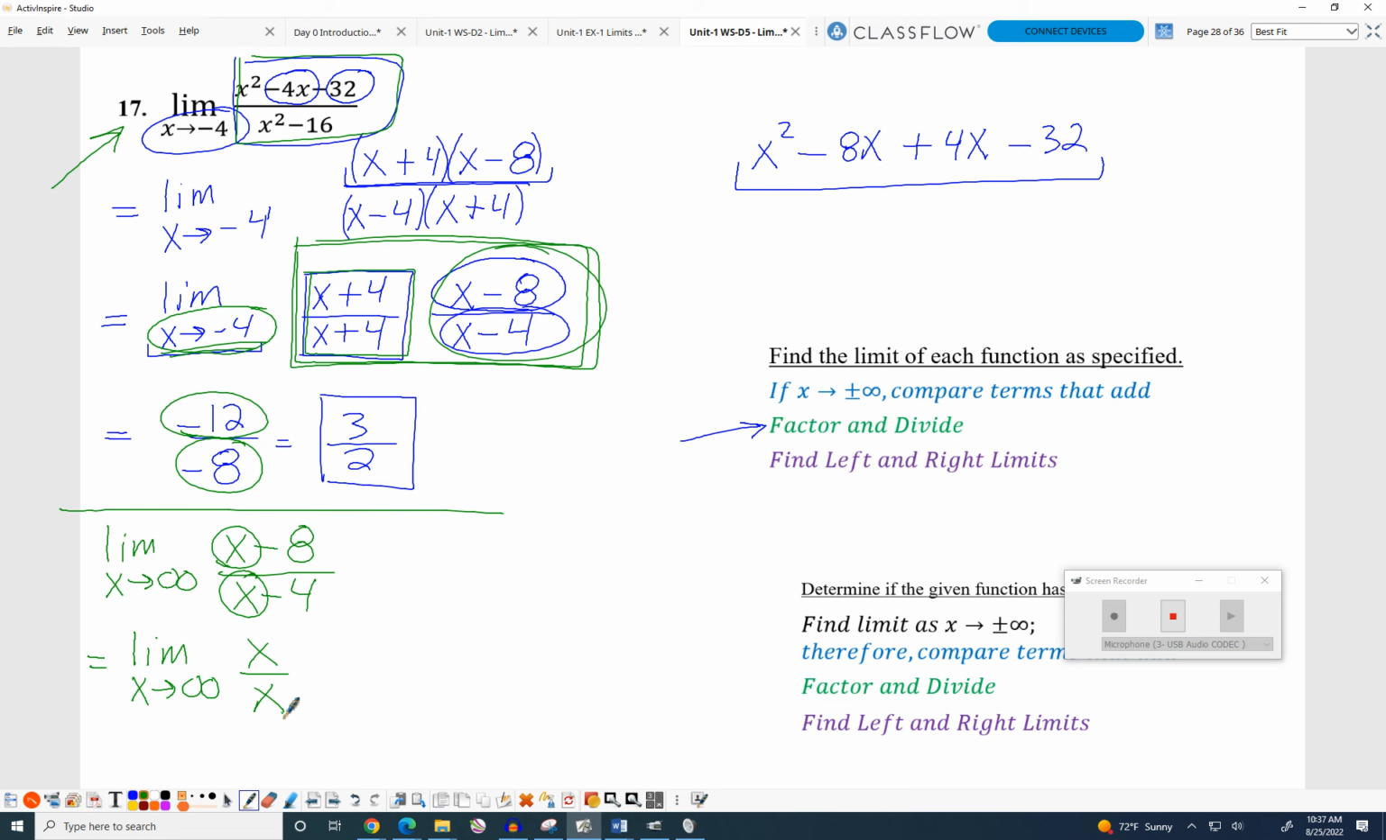Now I know if x gets really, really positive or really, really negative, either way it's going to equal 1. So the conclusion would be as x approaches infinity, y is going to approach 1. As x approaches negative infinity, y is also going to approach 1. We have a horizontal asymptote at 1.